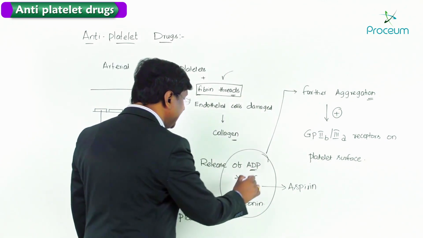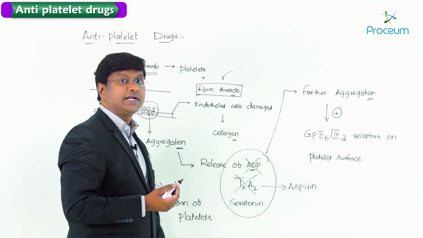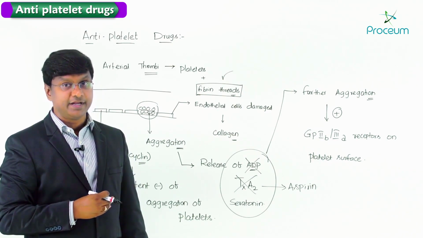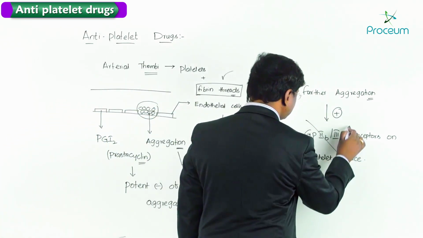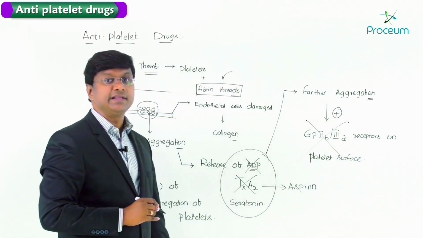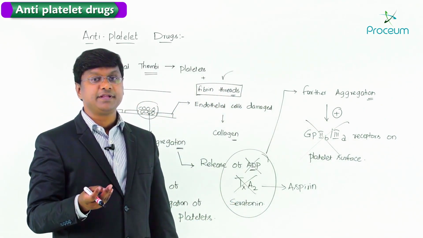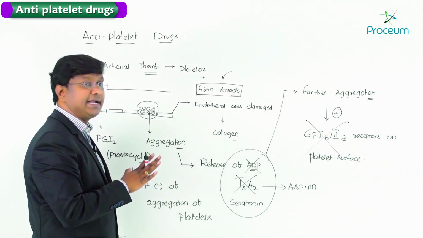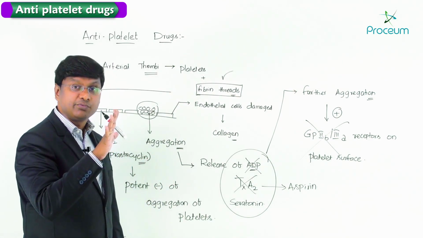Then we have ADP antagonists. What are the examples of your ADP antagonists? That is your clopidogrel as well as ticlopidine. We have glycoprotein 2B3A inhibitors, that is your apixaban, tirofiban and as well as the eptifibatide. So this is how the antiplatelet drugs work.